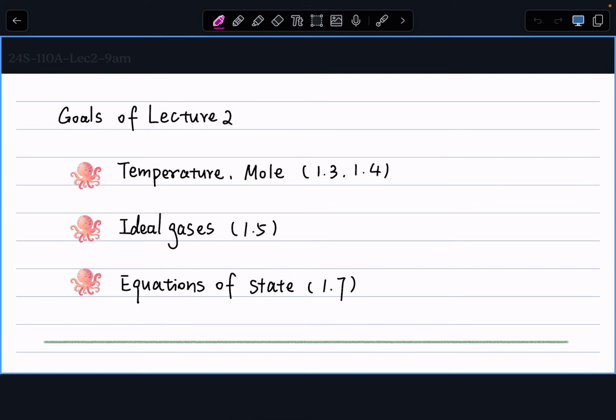So now we're moving on to talk more about thermodynamics. In our last lecture, we went over some of the definition of terms and also math review. So today, hopefully we'll go over the most simplistic system we can think about, which are ideal gases.